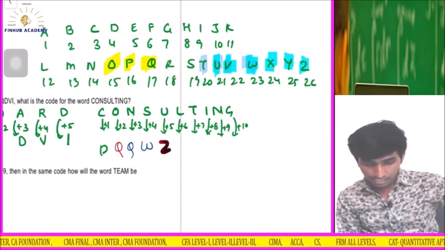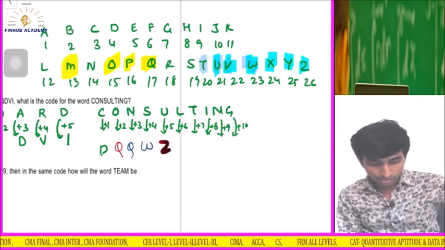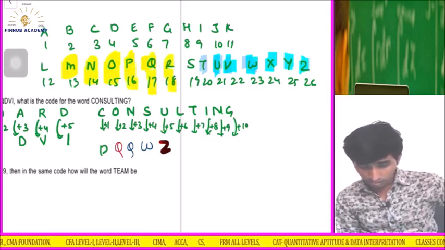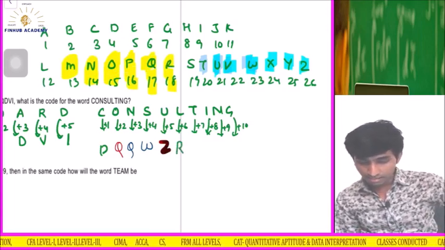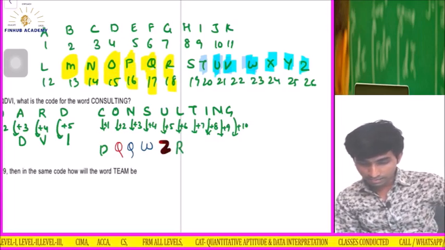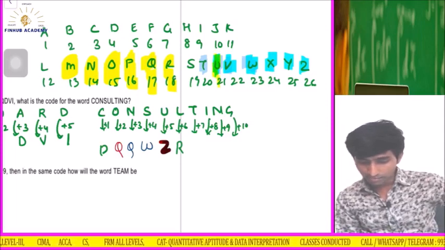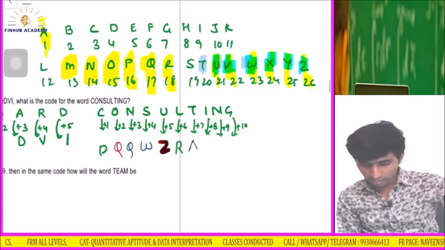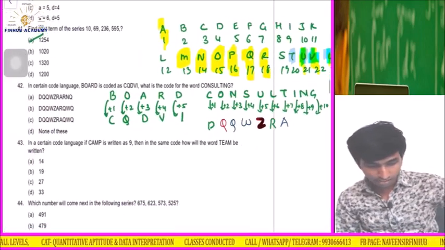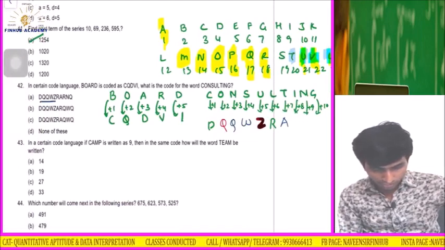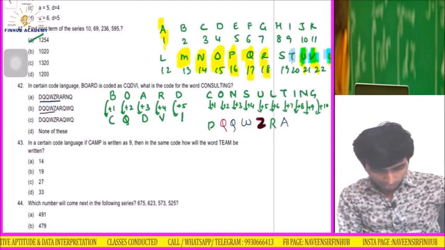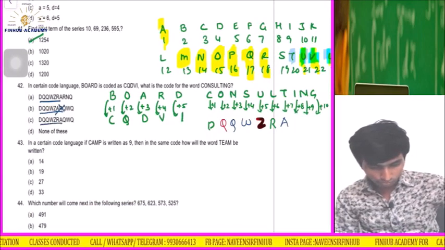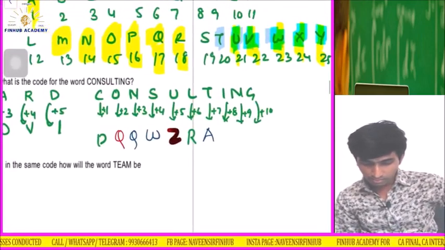L plus 6. Where is L? 1, 2, 3, 4, 5, 6, so it is R. T plus 7. Where is T? T plus 7: 1, 2, 3, 4, 5, 6, 7 means A. Now I think you should get the answer. D Q Q W Z R A. Oh, one more time we will have to solve. Okay, no problem, anyway, complete this.